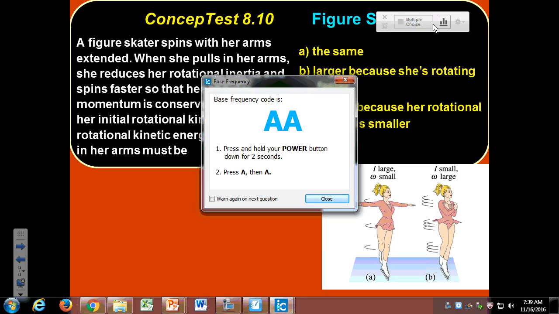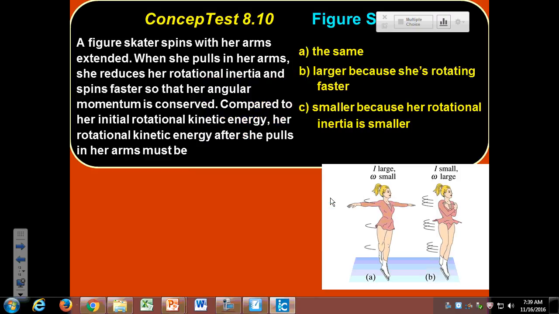Okay. So a figure skater spins with her arms extended. When she pulls in her arms, she reduces her rotational inertia because she no longer has mass at big radii, and she spins faster so that her angular momentum is conserved. Compared to her rotational energy, after she pulls in her arms, her rotational kinetic energy must be what?